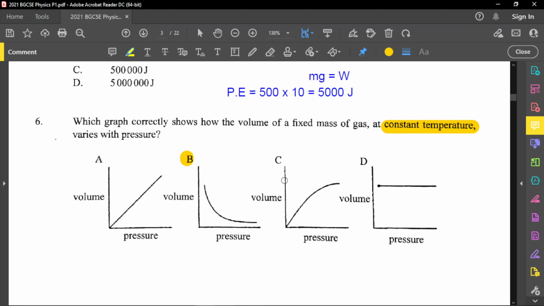All right. C is incorrect because it shows a proportional level first and then it tapers off. And in D, it is saying that pressure does not affect volume at all. All right. So B is definitely the answer for that question.